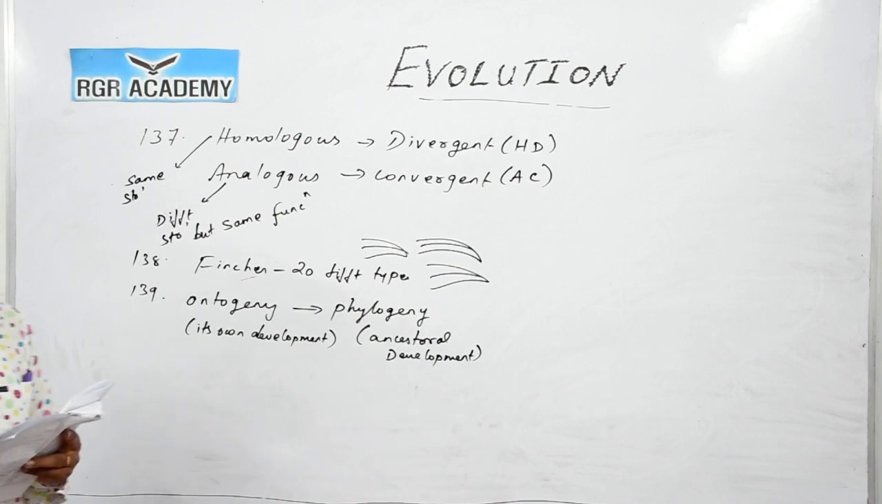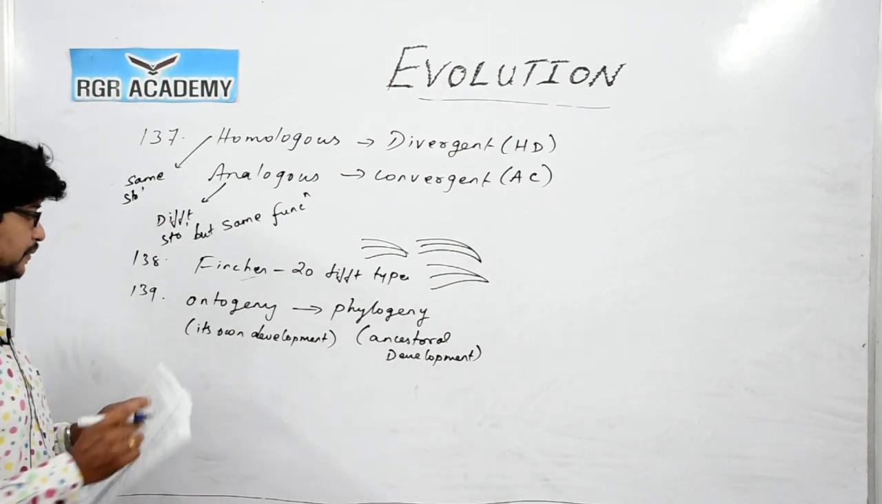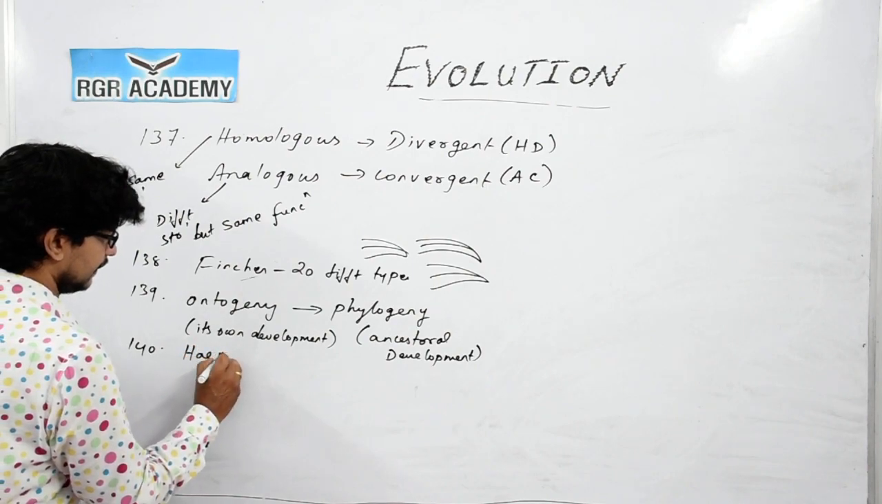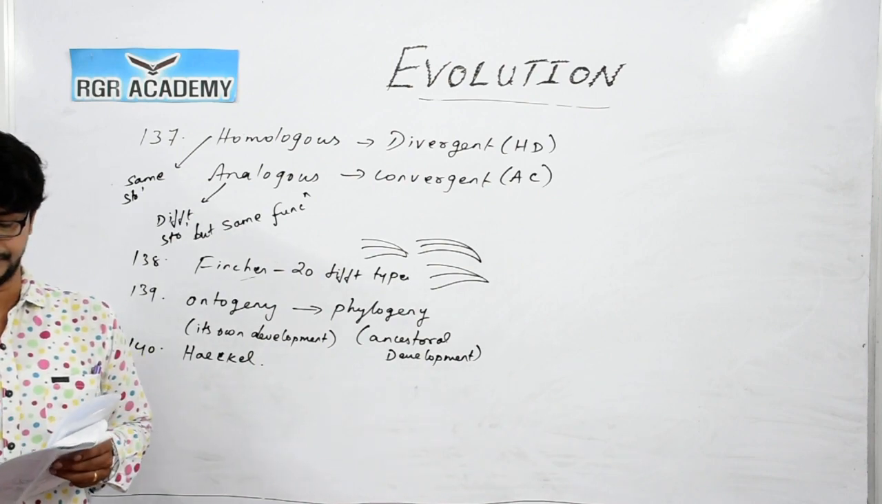140. Recapitulation theory was given by Haeckel. Recapitulation. Question number 140. Haeckel. So option 2 is the correct answer.